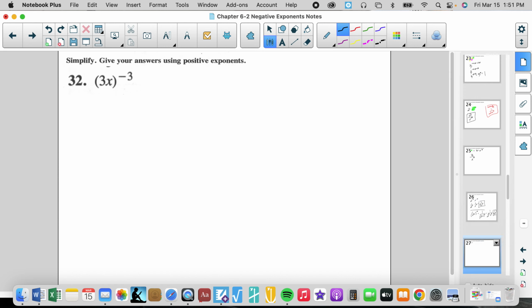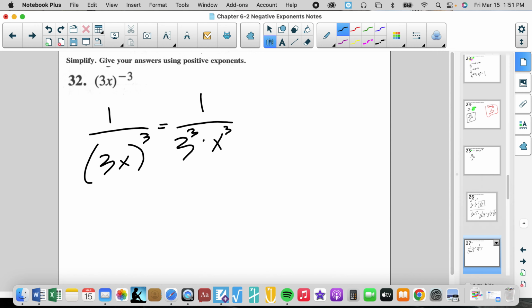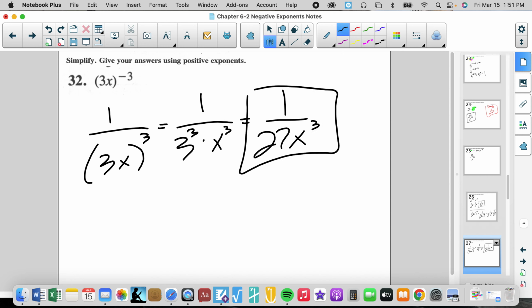The quantity again, I'm going to do it in this fashion this time. I'm going to distribute that cube out, so we'll get 3 cubed x cubed. 3 cubed is 27, x to the third is the good answer.